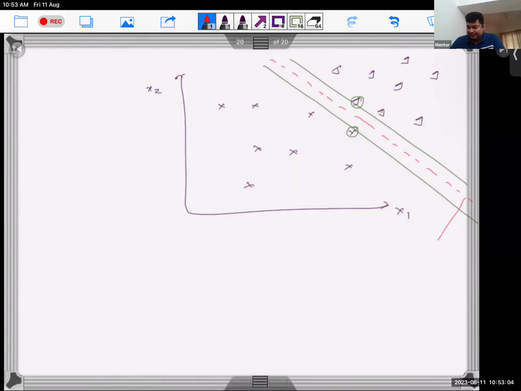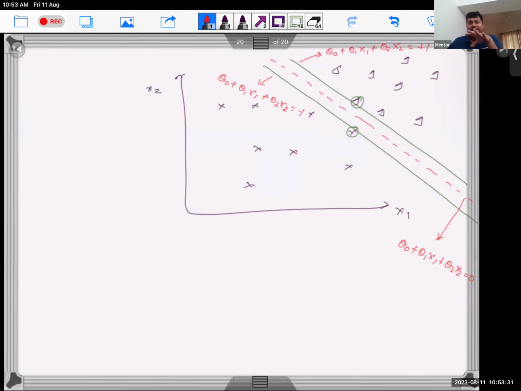This line is theta naught plus theta 1 x1 plus theta 2 x2 is equal to 0. What do you think the equations of the other lines are? Any guesses? I told you the labels should tell you this. Theta naught plus theta 1 x1 plus theta 2 x2 is equal to +1. This is theta naught plus theta 1 x1 plus theta 2 x2 is equal to -1. So the one in the middle is equal to 0.